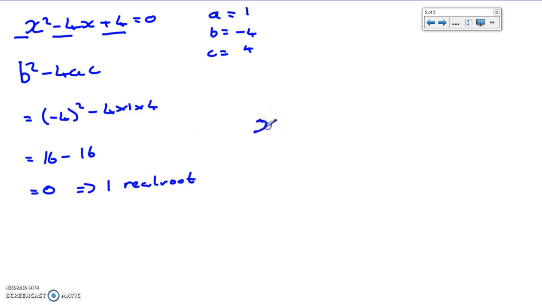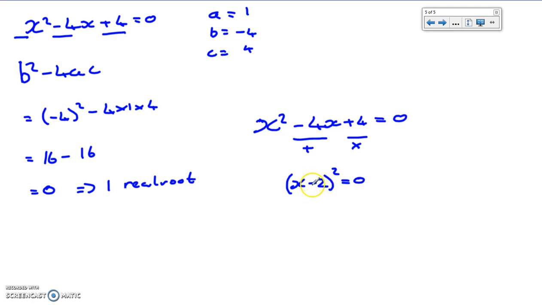And again, to solve it at this point, if we're able to, we can simply factorise it. So x squared minus 4x plus 4 equals 0. I'm looking for two numbers that add to give me negative 4, and multiply to give me 4. Well, they have to add to a negative and multiply to give me a positive, so they're both going to be negative. So I'll end up with x minus 2 squared equals 0. It's going to be the same bracket repeated.